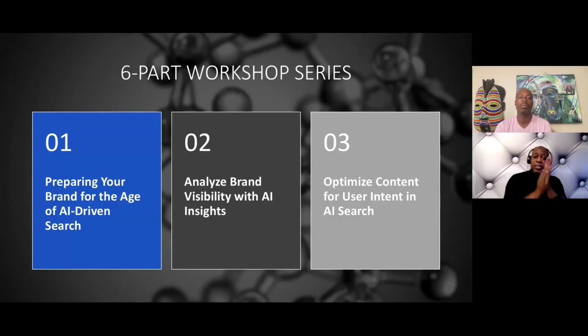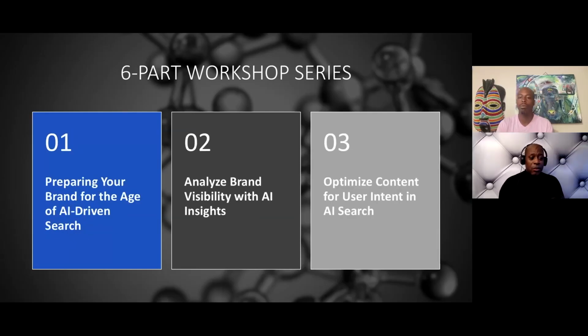So let's get into our 6-part series because I like to get past all that other craziness so we can actually get into why we're here. Last week we did preparing your brand for the age of AI search. Today we're going to get into analyzing brand visibility with AI insights. So you might have, last week, if you did anything, dropped your brand name and information into the HubSpot free tool. You might have even tried to play around with the SEMrush AI Toolkit on the 7-day free plan. Either way, we're going to dive into the AI Toolkit today.